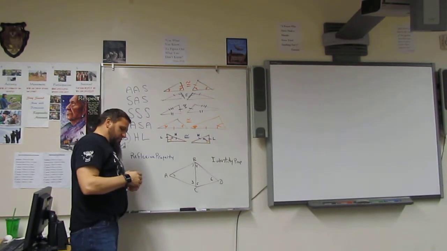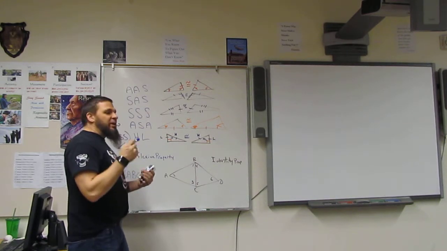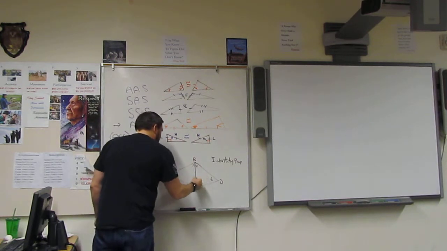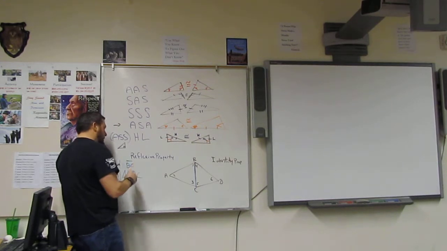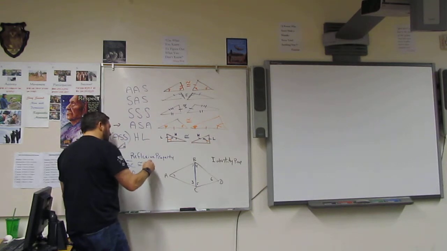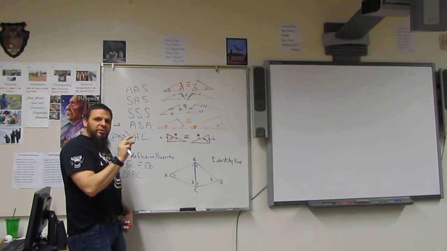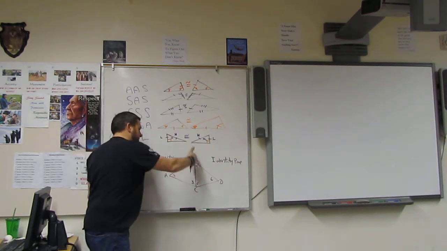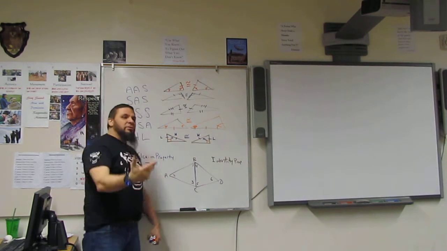Lastly, but not least, we have the reflexive property. What the reflexive property says is that BC is congruent to CB. Notice how they reflect? They reflect each other in the mirror. They're the same segment. Of course they're congruent. But we have to have a rule for it.